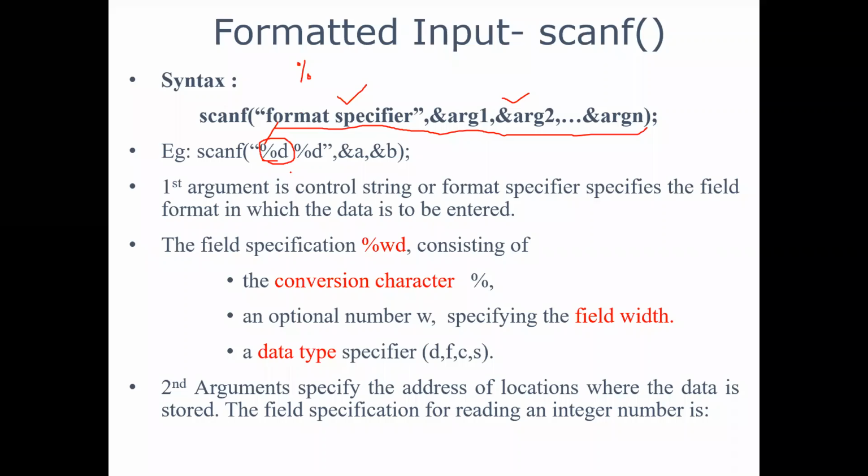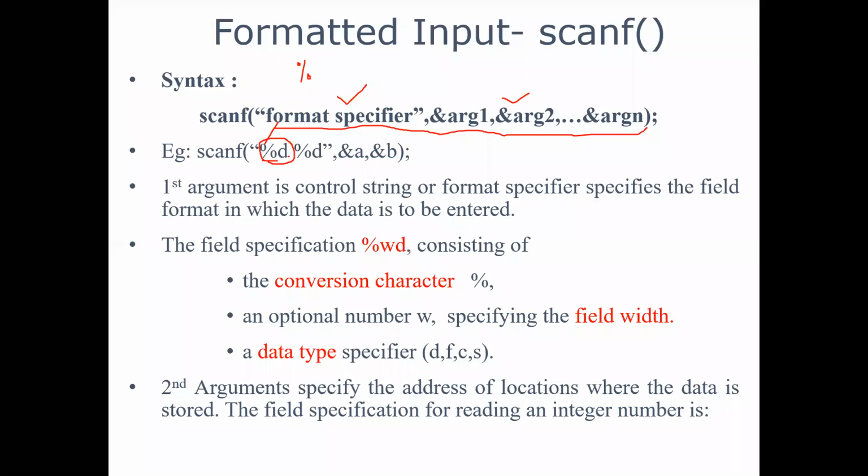Got it? In this context, you may say, ma'am, you told this is mod, ma'am, you told this is percentage. Here, when we are using it in scanf, I will be reading it as percentage, but what it actually is, is a conversion symbol, right? Don't read it as mod and all. Percentage is fine, but actually it is not a percentage of a number, it is not a mod of a number. When we use percentage over here, it is a conversion symbol.